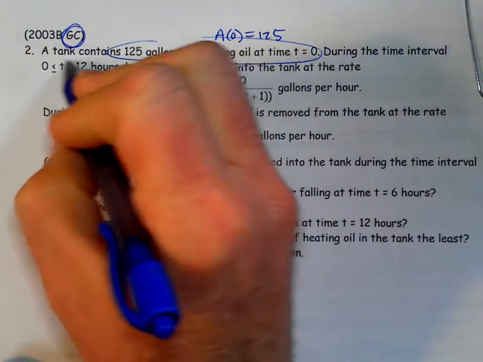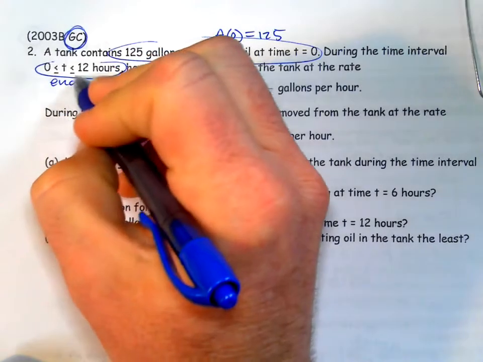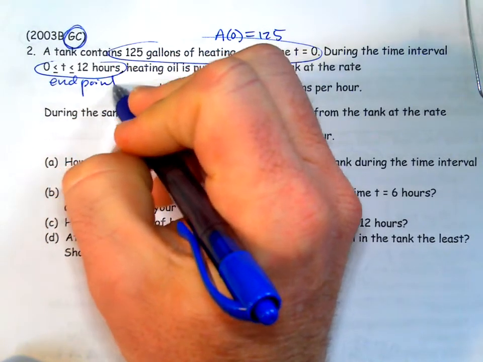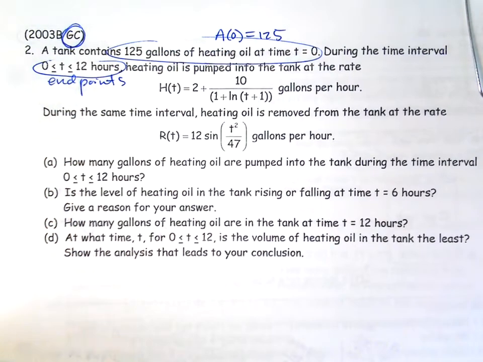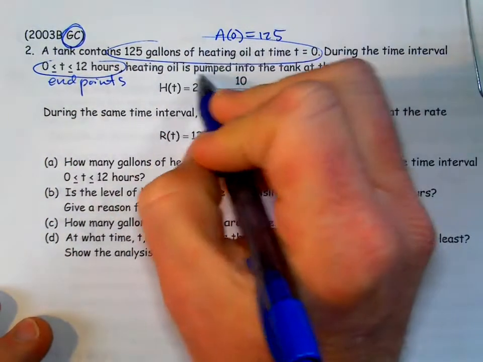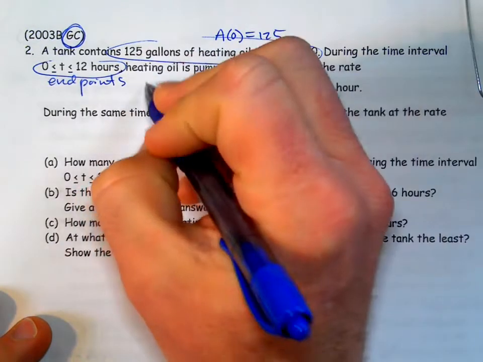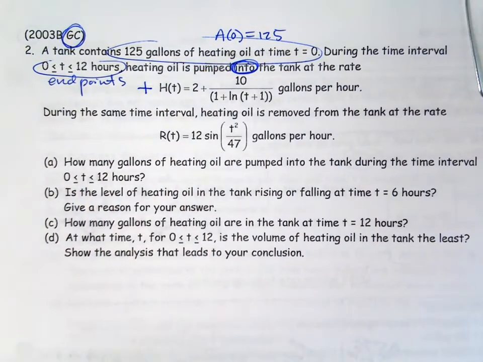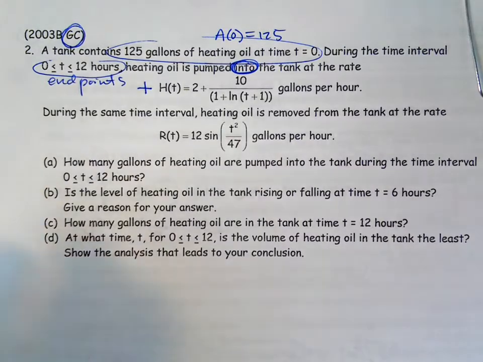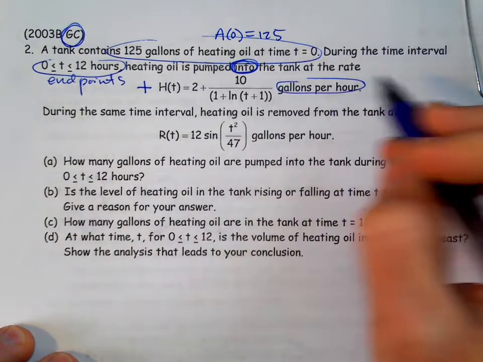It says during the time 0 to 12 hours, those are probably going to be our endpoints, and we shouldn't give answers outside of them. Heating oil is pumped into the tank. So this is your entering rate. I put a plus next to it just to remind myself I need to add that. And this is gallons per hour.